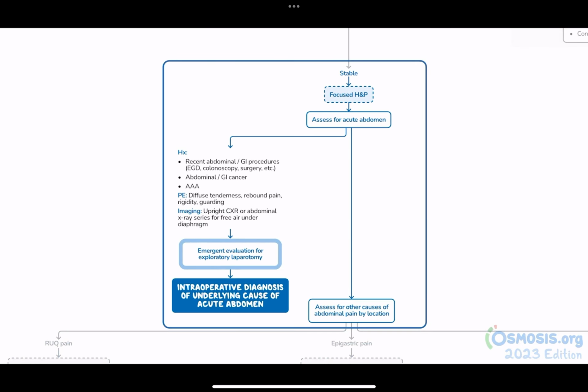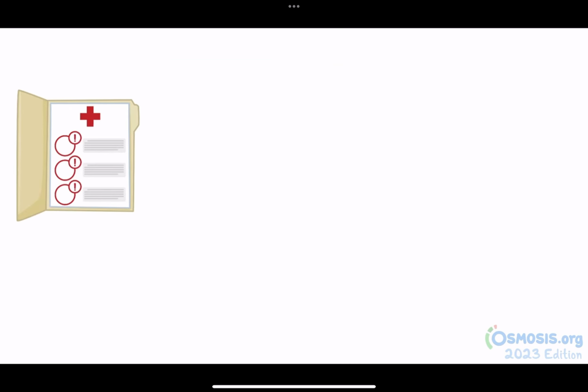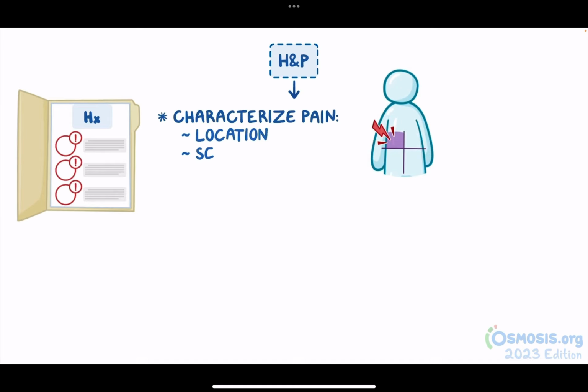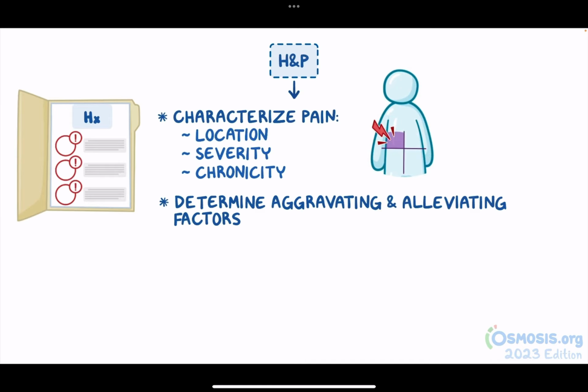On the other hand, for stable patients, your first step is to obtain a focused history and physical exam, or H&P for short. On history, you should characterize the pain based on its location, severity, and chronicity, and determine aggravating and alleviating factors as well as other associated symptoms.